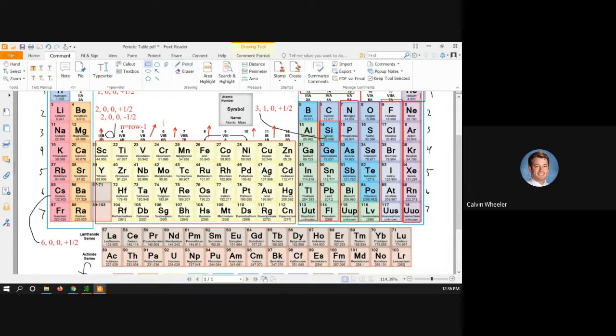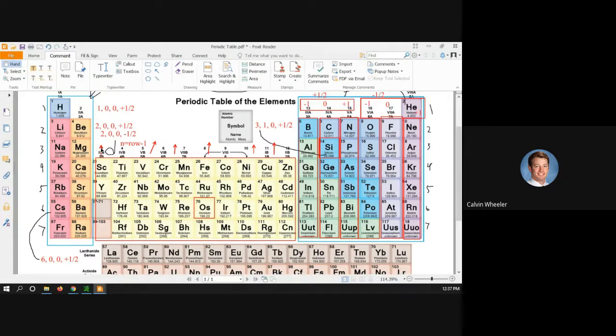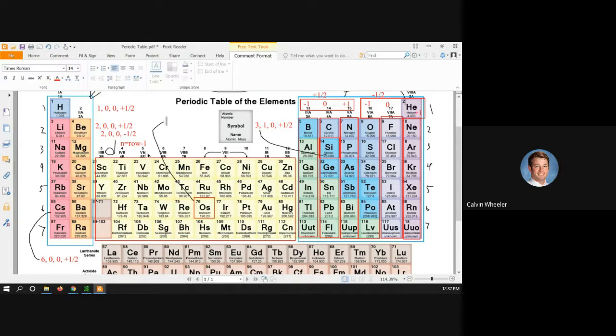Let's try one of these. Osmium, 76. Okay, we haven't done one in this block yet, but the pattern's the same. Let me get rid of my arrows because I'm going to need that space to write. Osmium, row 6, but we're in the D block, so the energy level is 5. So the first quantum number is 5.